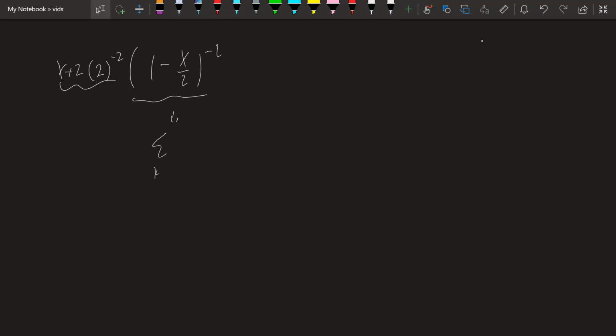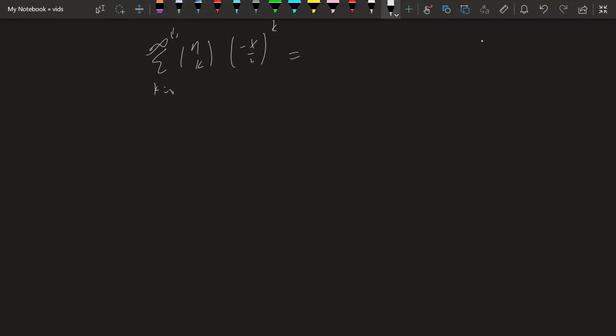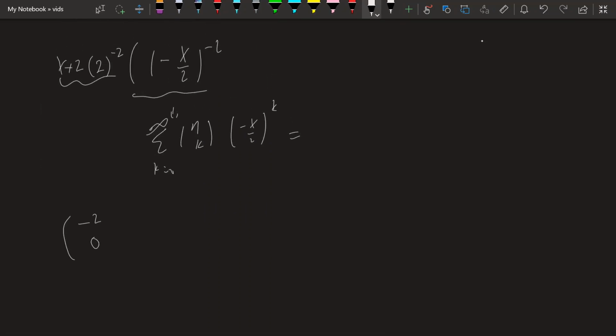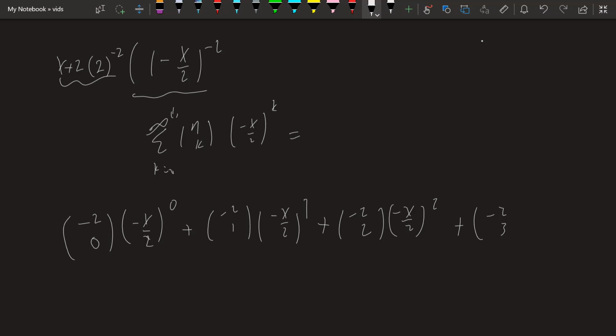Right? So k goes from 0 to infinity, combination k, minus x over 2 raised to the power of k, right? So let's start when k is 0. And let me get more space. When k is 0, we're going to go like this. So we're going to get minus 2 choose 0, and k is just minus x over 2, so that's raised to the power of 0, plus minus 2 choose 1, minus x over 2 raised to the power of 1, plus minus 2 choose 2, minus x over 2 raised to the power of 2, plus minus 2 choose 3, minus x over 2 raised to the power of 3, right?